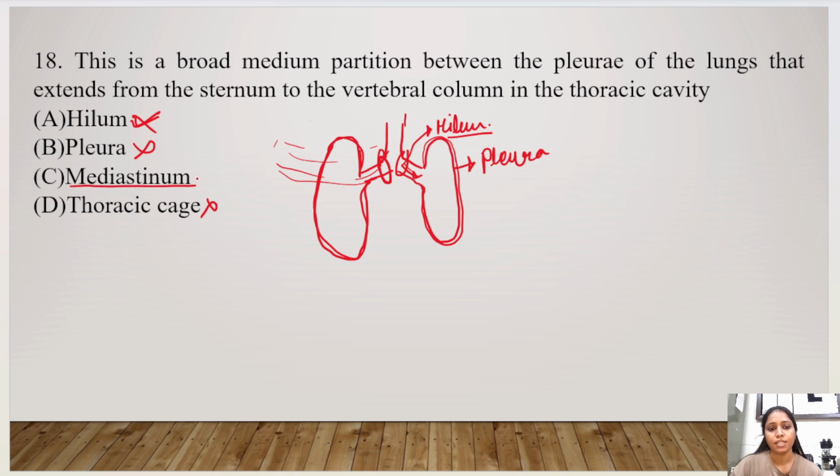If we talk about mediastinum, this is the most appropriate answer, because here between the lungs there is a thoracic compartment, which extends from the sternum, from the front side to the back side, to the vertebral column, and it also extends from the thoracic inlet to the diaphragm. So it extends from top to bottom and front to back. This structure is called the mediastinum. So option number C is correct for this question.